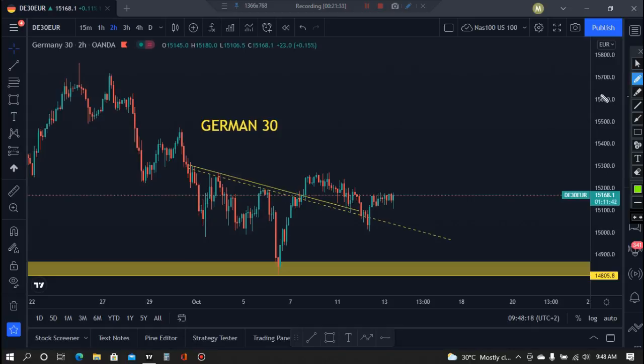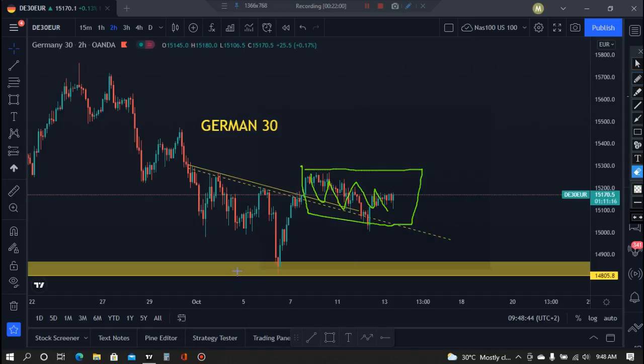So the overview for German 30 today: as long as we are still above this resistance, I'm still bullish. But be careful, because you can see the market is just consolidating. Just wait for a small dip, then push. Small dip, then push. I know that the market won't just move like this the whole year. Everyone knows that.